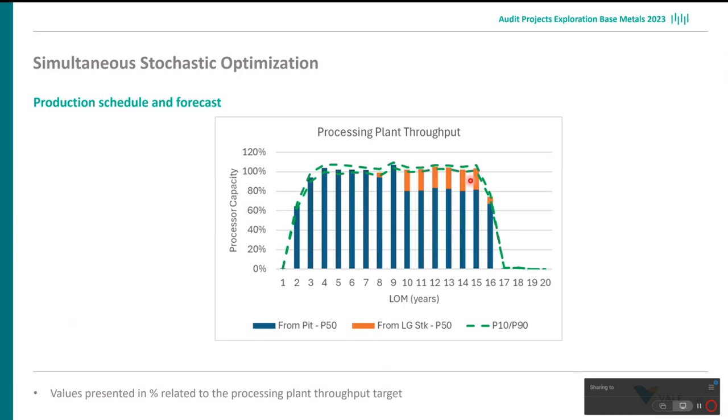Regarding the processing plant input, we're able to fill the mill at full capacity over almost 16 years, so 15, and we have a lower throughput for a shorter period, with the ranges within acceptable, with the minimum and the maximum within acceptable. So we were able to feed the processing plant.